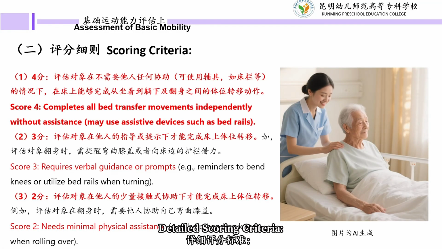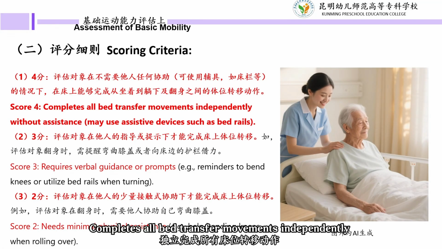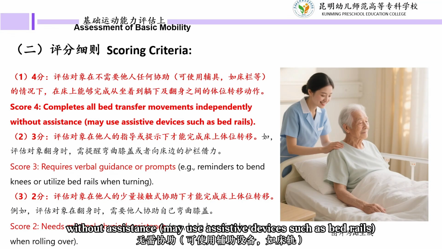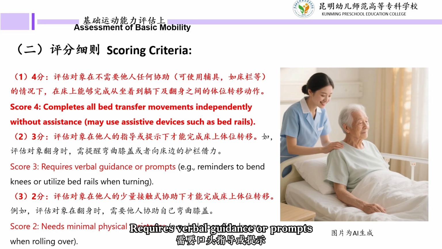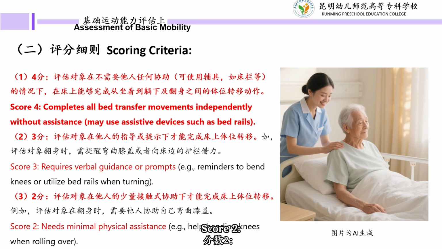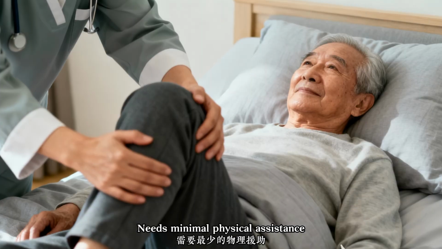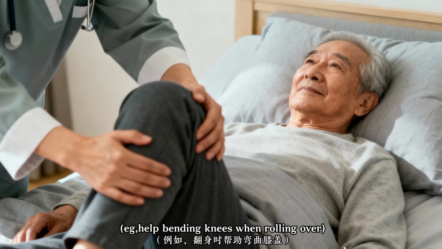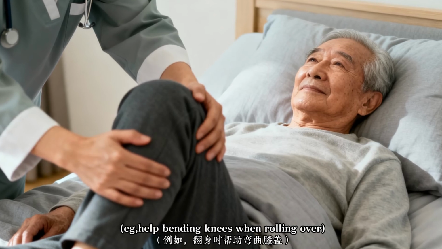Detailed scoring criteria. Score 4 completes all bed transfer movements independently without assistance, may use assistive devices such as bed rails. Score 3 requires verbal guidance or prompts, for example, reminders to bend knees or utilize bed rails when turning. Score 2 needs minimal physical assistance, for example, help bending knees when rolling over.